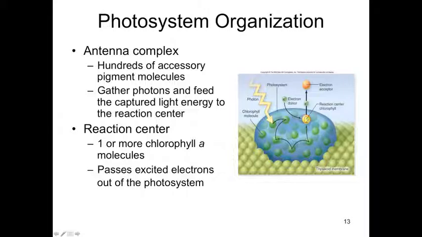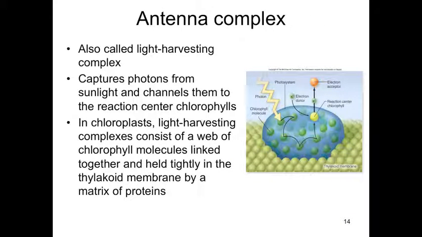At the reaction center, this is where we lose the electrons. The electrons are elevated in energy level, and now they're ready to give us some ATP or NADPH. So again, let's look at the antenna complex. It's also called a light harvesting complex because it captures the photons from sunlight and channels them by bouncing them from accessory chlorophyll to accessory chlorophyll and finally into a reaction center chlorophyll.